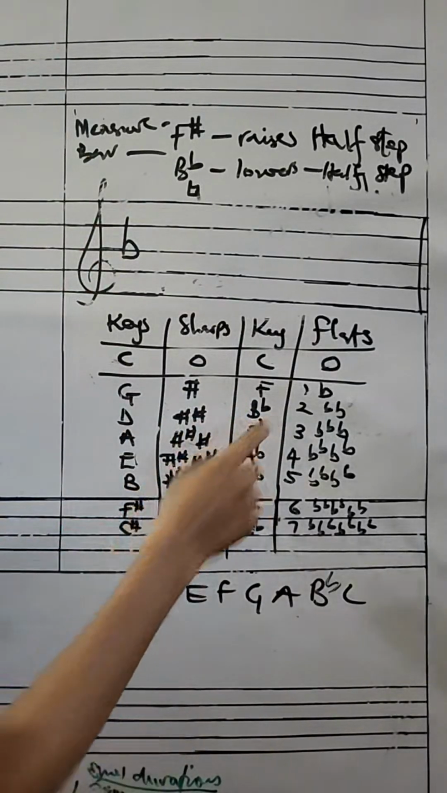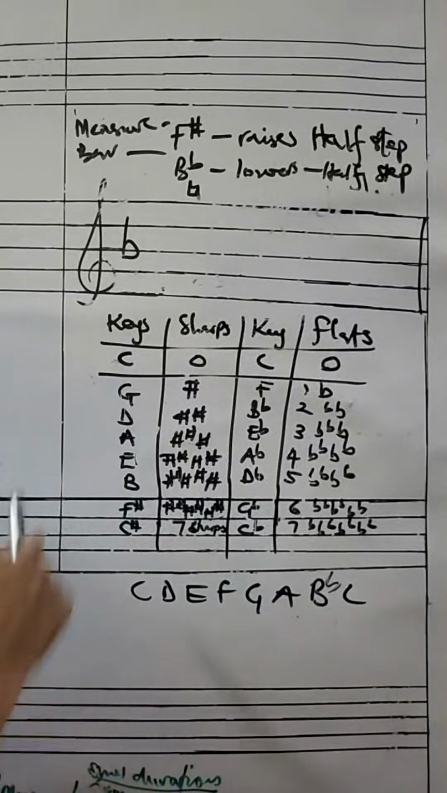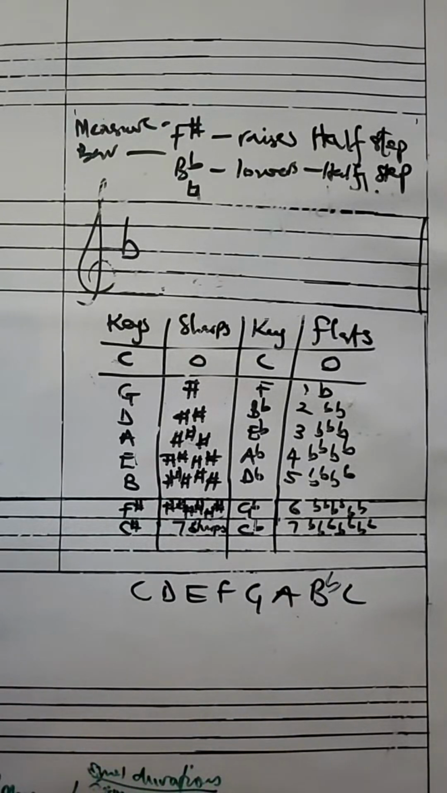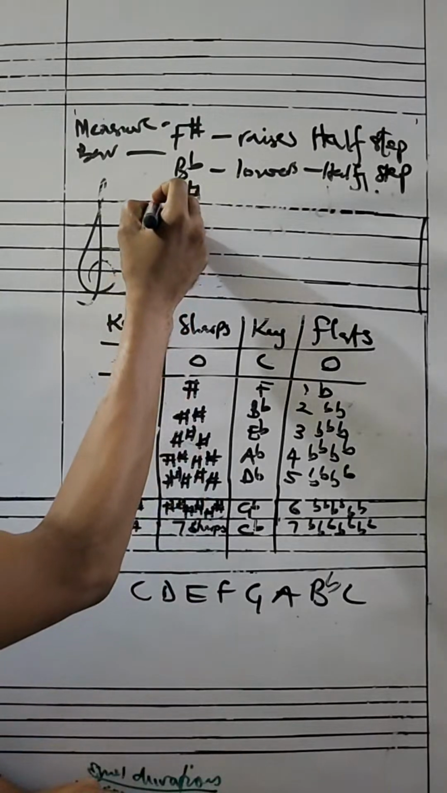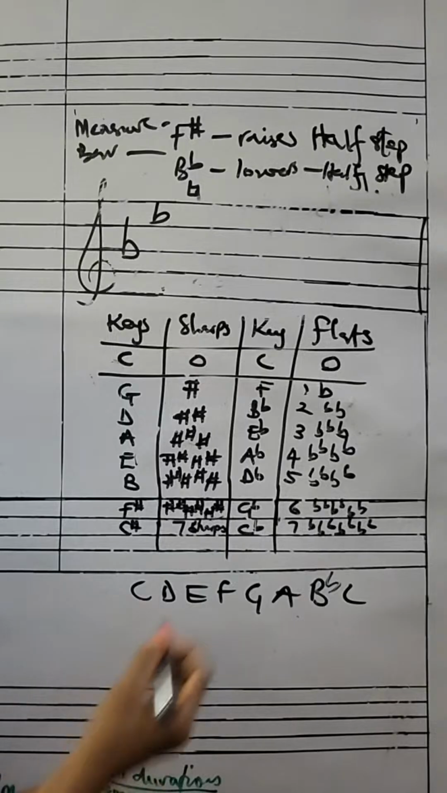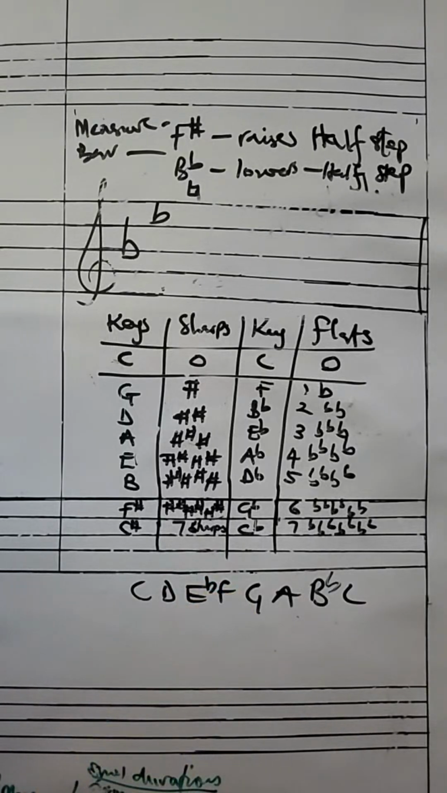So the key of B flat has 2 flats. Now it is left for you to locate which note is flattened. Just count another 4 and you get the note that is flattened. So B, 1, 2, 3, my E is flattened. So in the key of B flat, I have B flat and E flat. These are the 2 flats we have there.